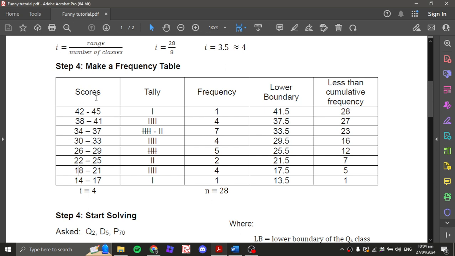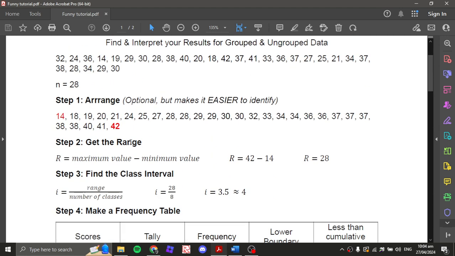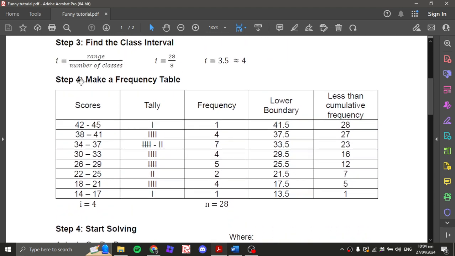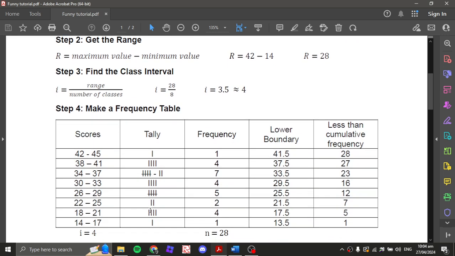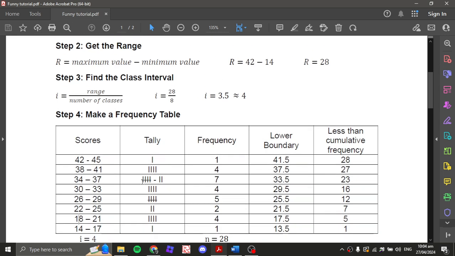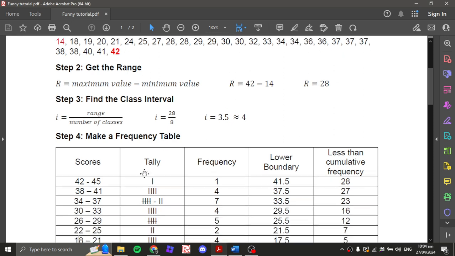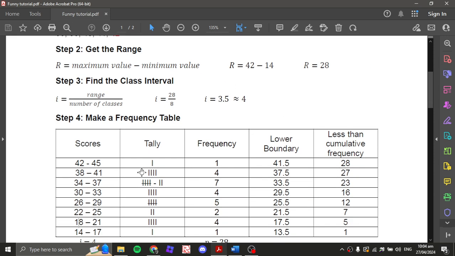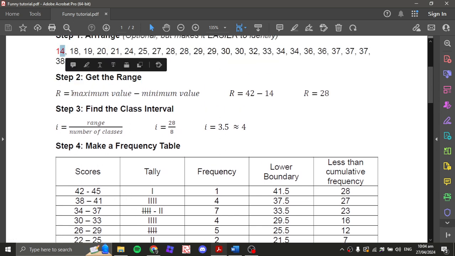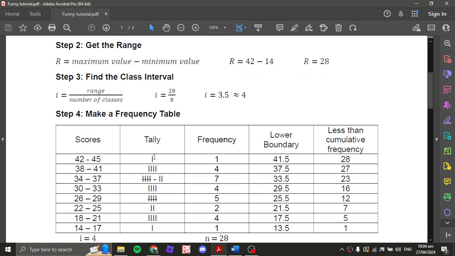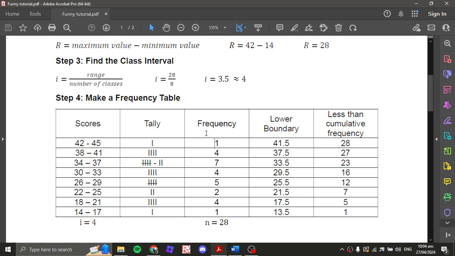Now, we just tally. So this is the painstaking, tedious process of tallying your scores. Well, arranging the scores was already tedious, but that's statistics for you. So 14 to 17, that's 1. We only have 1, etc., etc. Now we get the frequency by counting the tally. So that's our frequency right there.